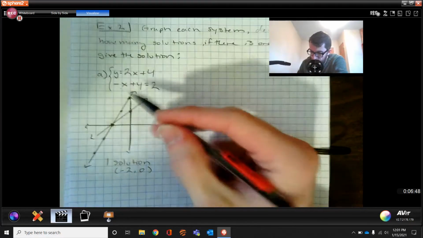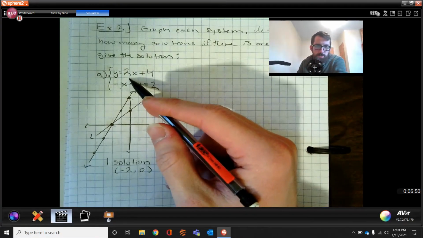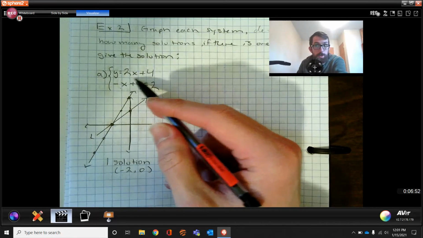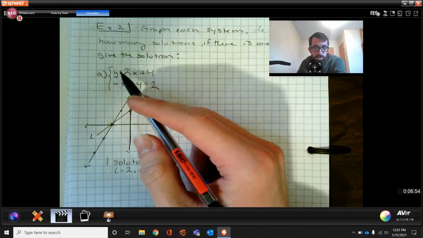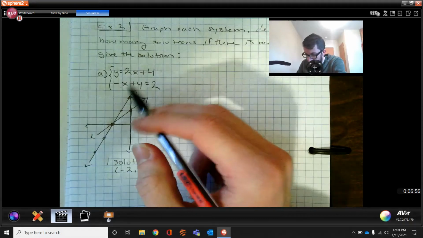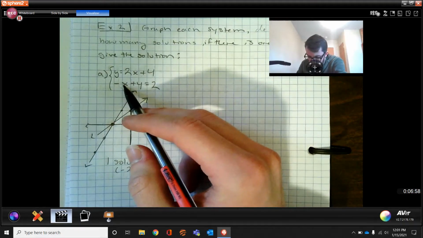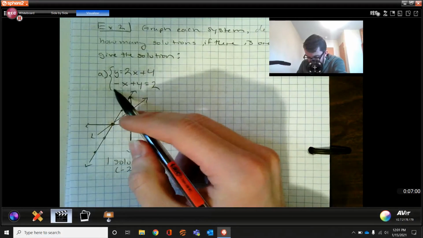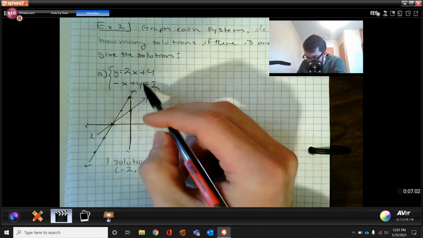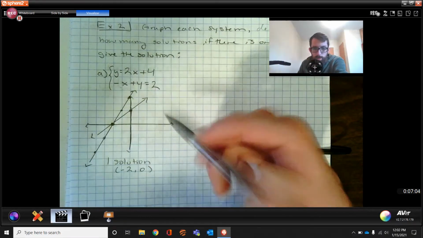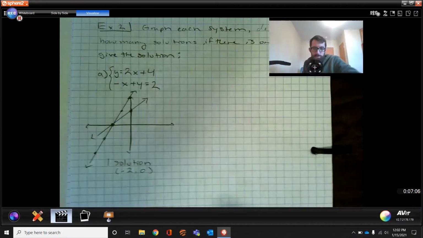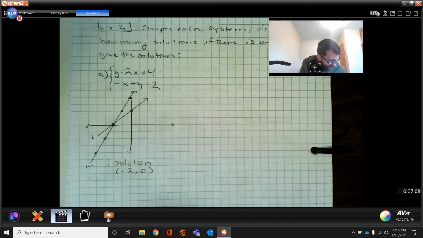If we plug in a negative 2 here, 2 times negative 2 is negative 4. Negative 4 plus 4 is, surprise, it's 0. Also here, negative 2 will be positive 2. Positive 2 plus 0 is indeed 2. So we see that the solution definitely does indeed work.